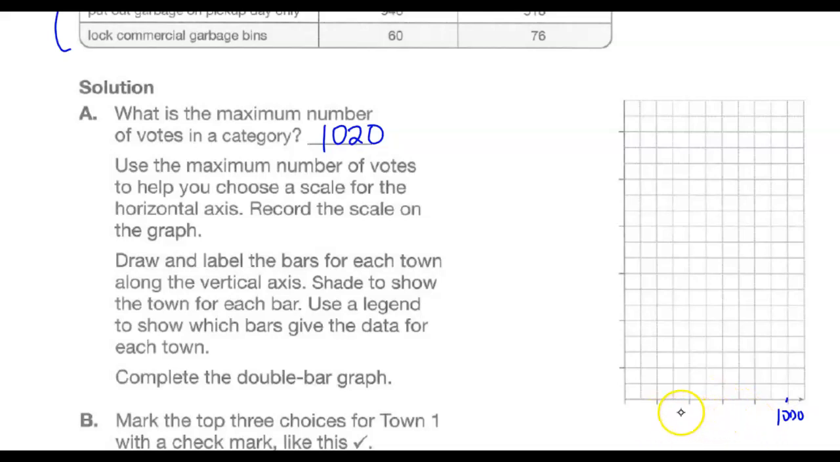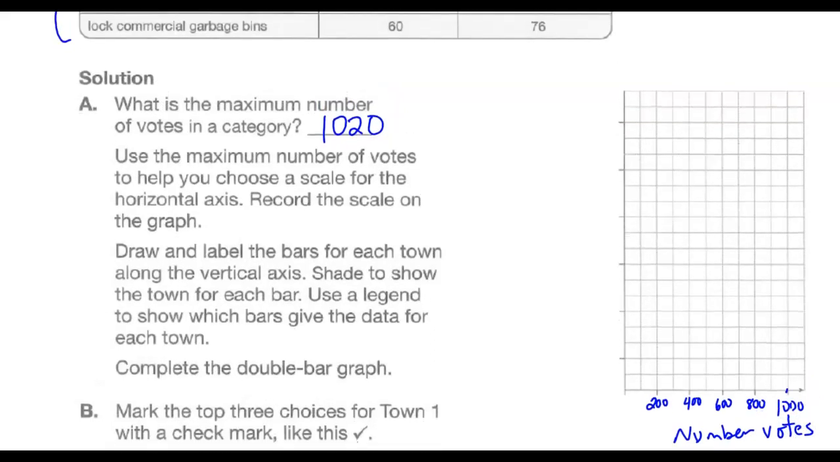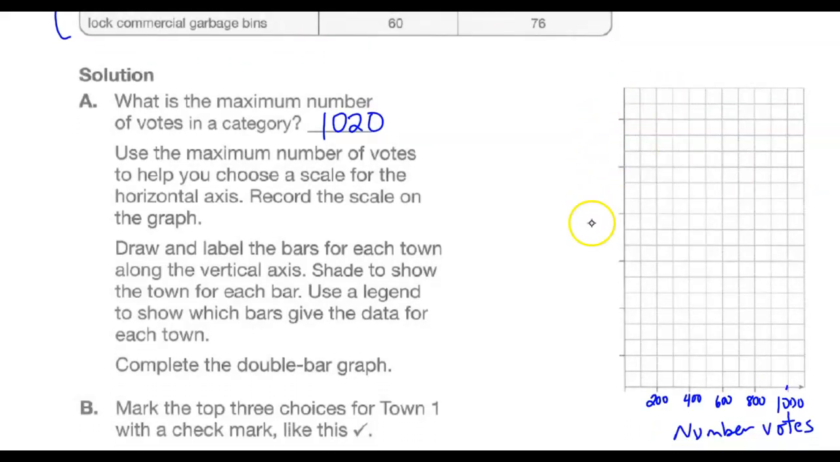Then each one of these would be 200. So each grid marking is actually 100. Every second one is 200. Okay, so that is going to be a number of votes. So we like to label those, right? And then obviously we need to put our bars on horizontally. So we need to scale them here.